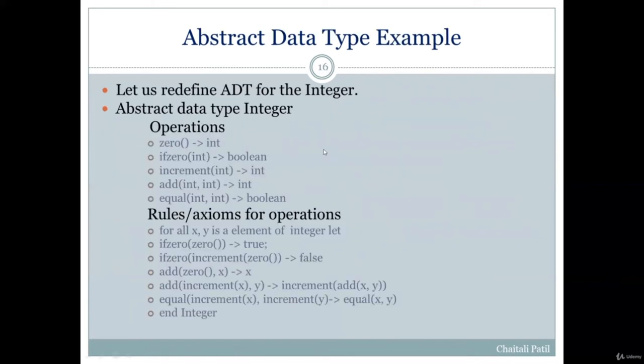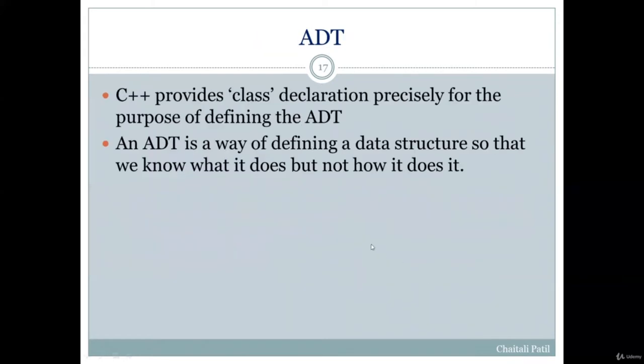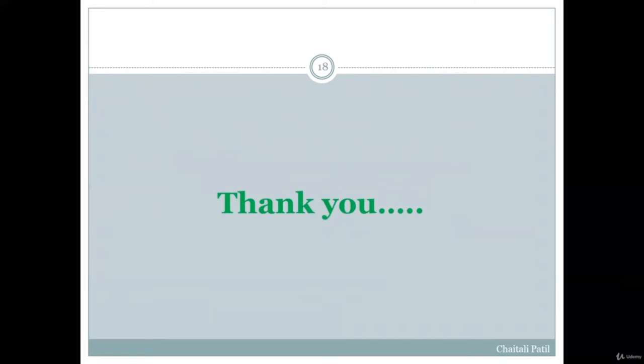This is one ADT for the integer. C++ provides a class declaration. This class declaration is nothing but an ADT, because it stores the data and we mention the different operations that can be implemented on that data. That's why a C++ class is nothing but an ADT. So I hope you have understood the basic concepts like what is a data structure, ADT, and some of the terminologies like algorithm, data object, etc. Thank you.